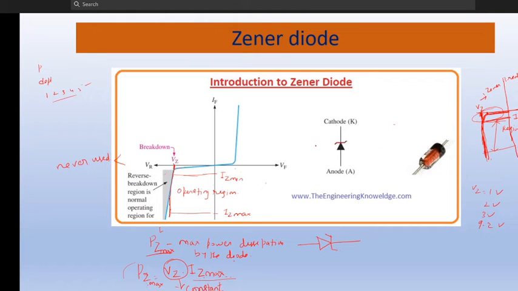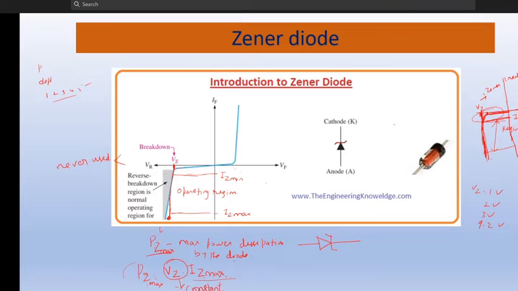You can see that there is a knee kind of thing I told you, right? So this knee where the voltage becomes constant, and a current flows. So there is a minimum current IZ min, and there is a maximum current, which I told you is called IZ max, beyond which you cannot go, because it is mentioned in the manufacturer's sheet that beyond which the diode will burn because of the dissipation.